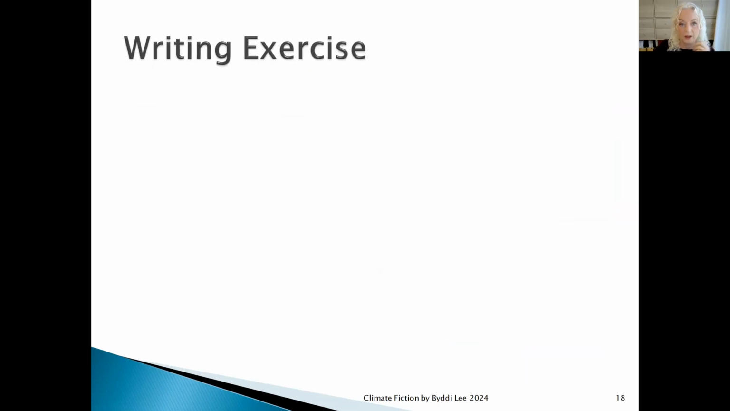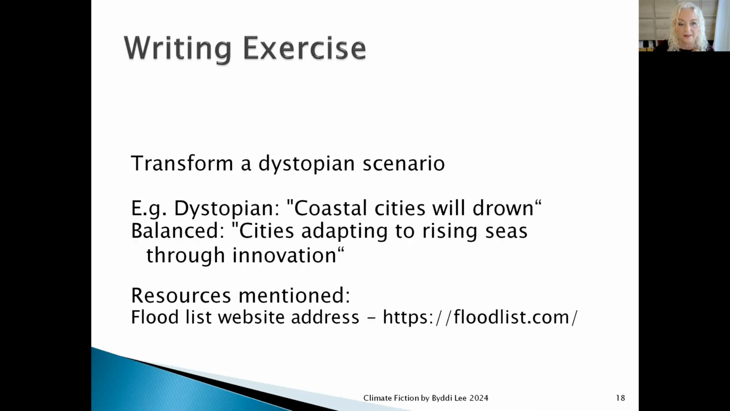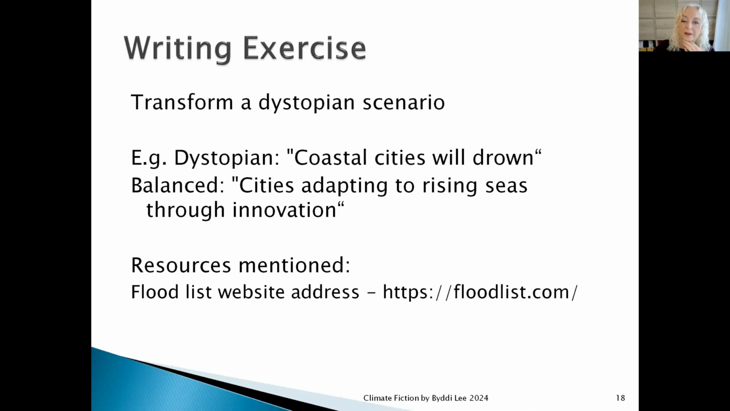Just go to a writing exercise if you choose to do it. I'm just going to let you take this away as an idea. Transform a dystopian scenario. So, for example, coastal cities will drown, balanced with cities adapting to rising seas through innovation. And that's just the resources mentioned there.